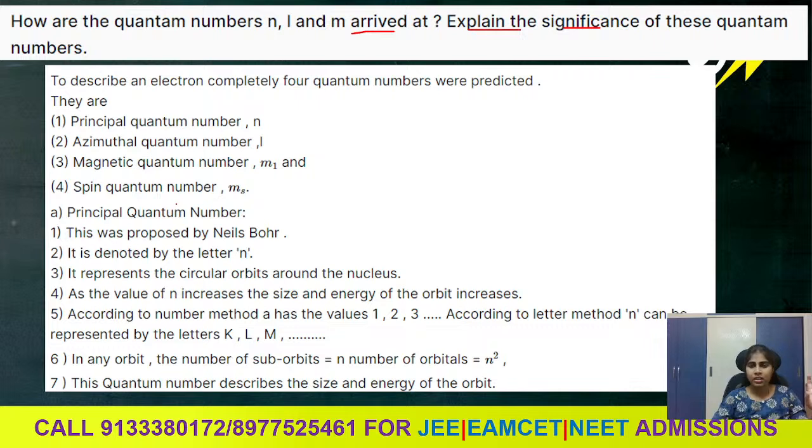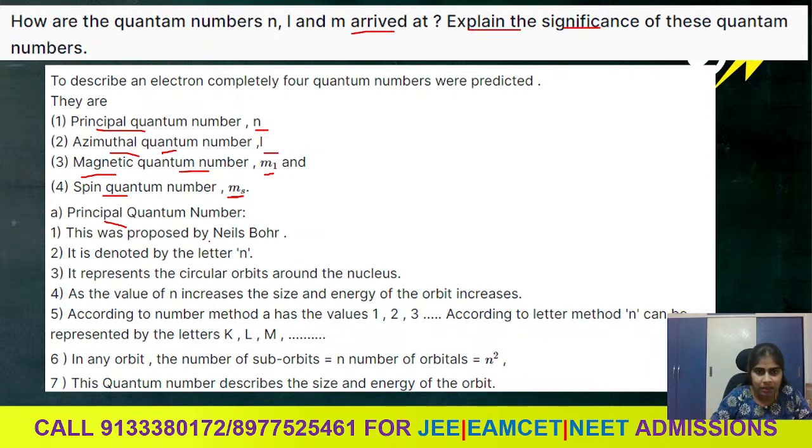We all know we have four main important quantum numbers. They are the principal quantum number, denoted by n, the azimuthal quantum number denoted by l, the magnetic quantum number denoted by ml, and the spin quantum number denoted by ms. You need to write each and every quantum number in a detailed way. Let us see first the principal quantum number.